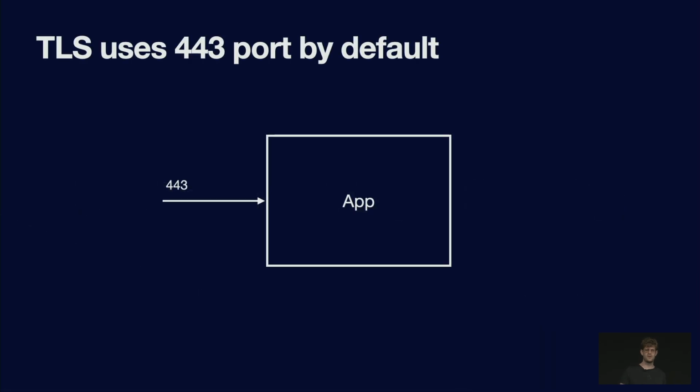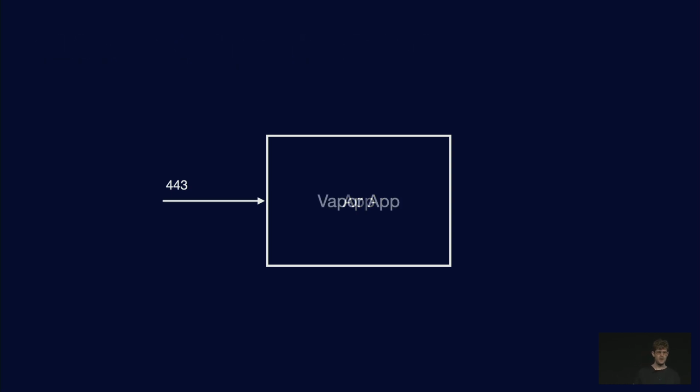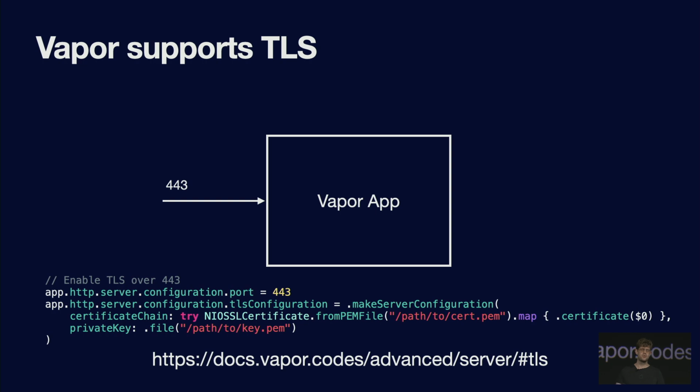So TLS runs over port 443, and so it means that your app needs to be available from that port somehow on the internet. Vapor supports TLS, meaning that you could deploy Vapor and expose the port directly into Vapor. But that's not really the way things work in a modern infrastructure architecture.